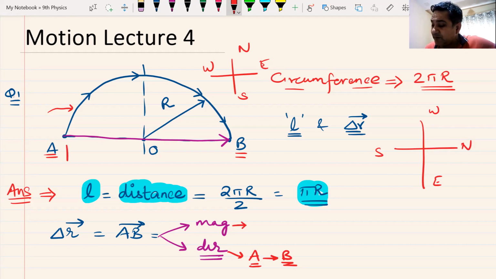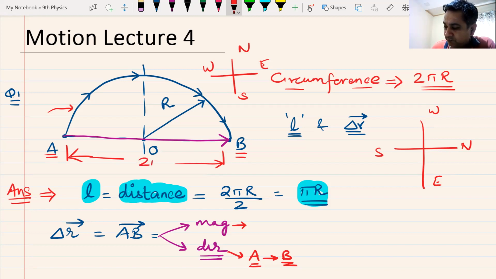So you just have to tell me the length of this line, and the length of this line will be the magnitude. What will be the magnitude, the length of this line? This is nothing but the diameter of this circle. Yes or no? Yes, sir. What will be the length of the diameter of the circle, Kaushiki? 2r. And that is your answer. The magnitude is 2r and the direction is from A to B.